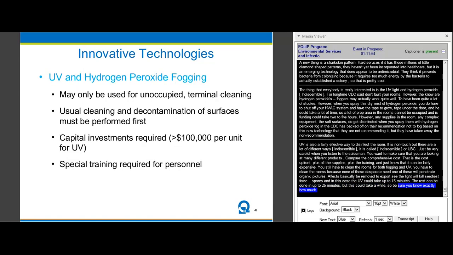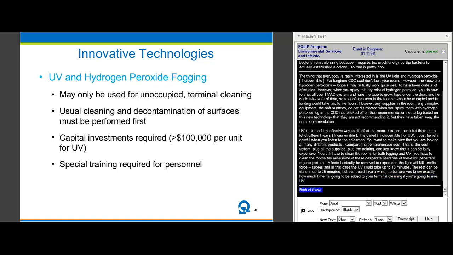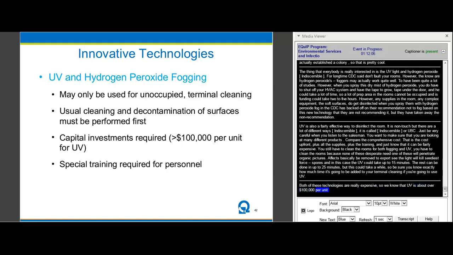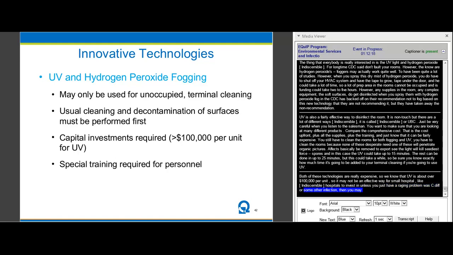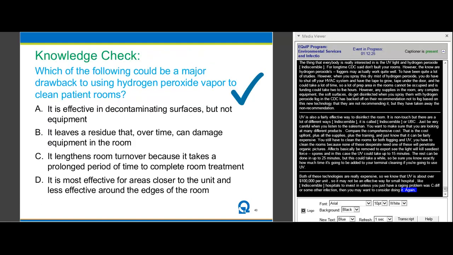Now, both of these technologies are really expensive. So we know that UV is about over $100,000 per unit. So it may not be an effective way for a small hospital like critical access hospitals to invest in unless you just have a raging problem with C. diff or some other infection, then you may want to consider doing it. But again, it's terminal cleaning, the room cannot be occupied, and you still have to clean the room, and you have to train your personnel. So think about that as well. Not saying it can't be done, but you want to think about it.